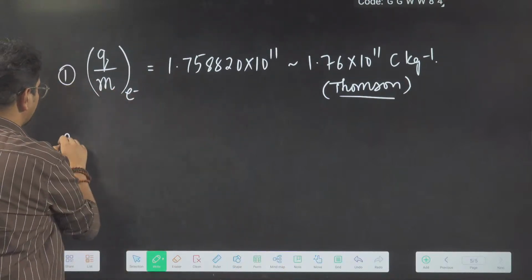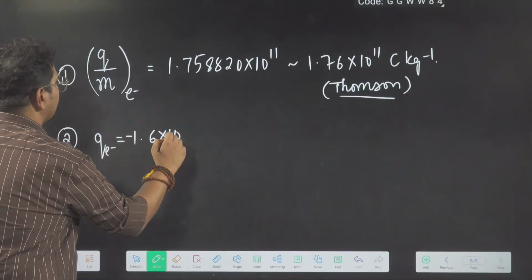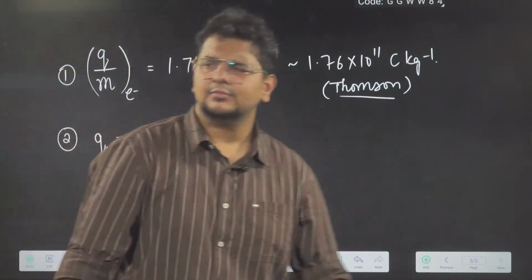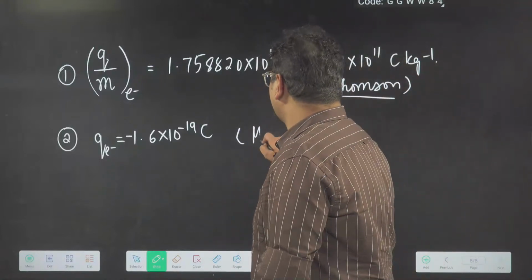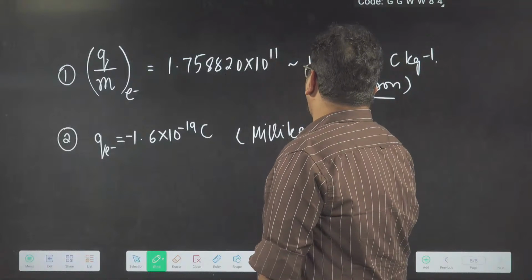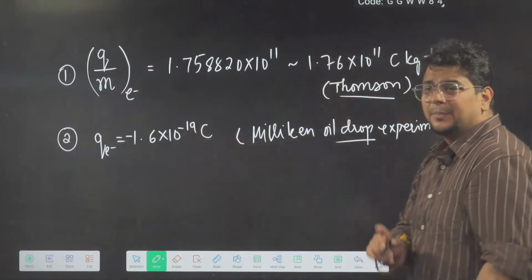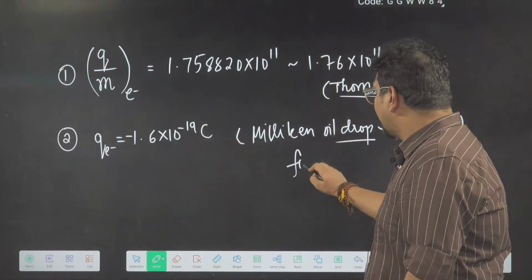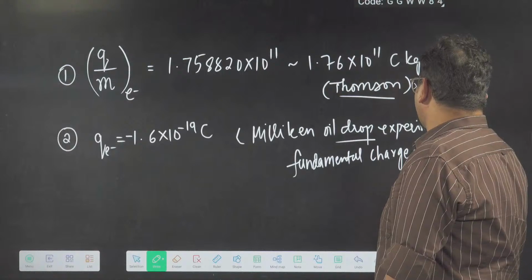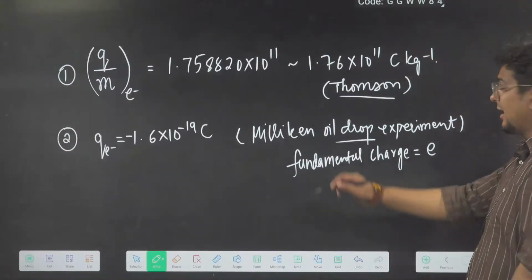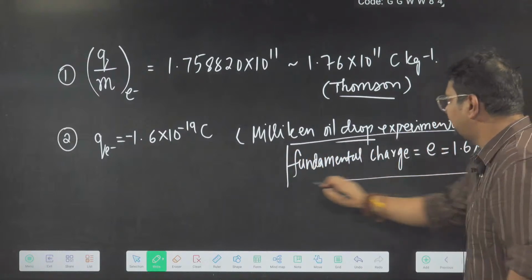Then the charge on the electron is 1.6 with a negative sign, 1.6 into 10 power minus 19 coulombs. The charge on the electron was found to be minus 1.6 into 10 power minus 19 coulomb by, you might be knowing the name, the Millikan oil drop experiment. By the Millikan oil drop experiment, Millikan found the fundamental charge, a charge which was getting transferred every time, and he called the fundamental charge e, and the value of that charge he found was 1.6 into 10 power minus 19 coulombs, roughly.